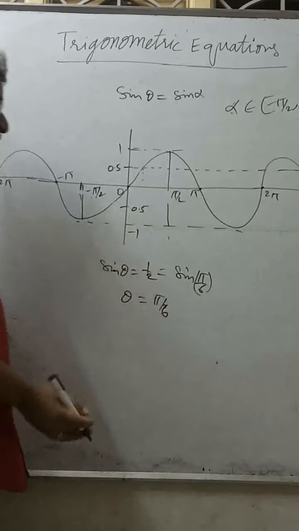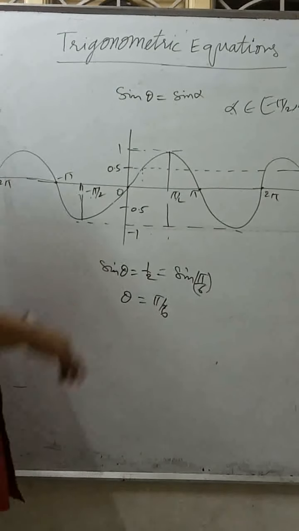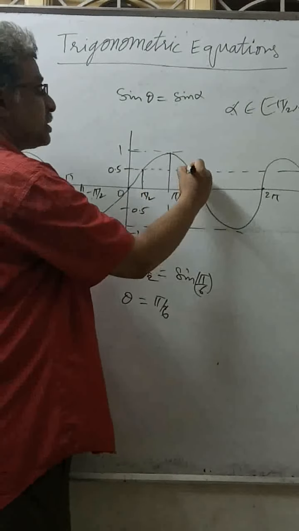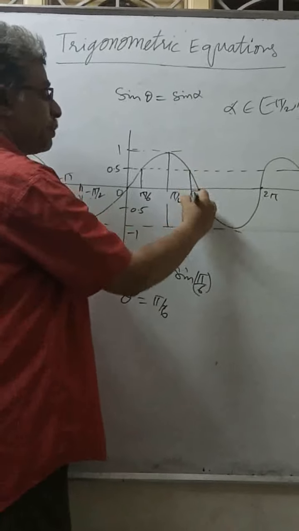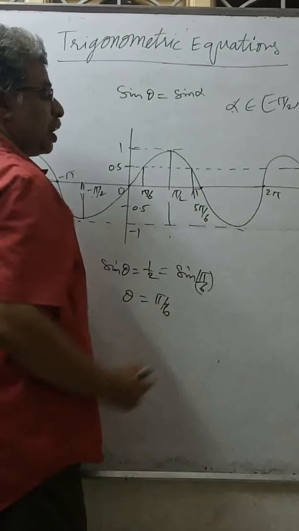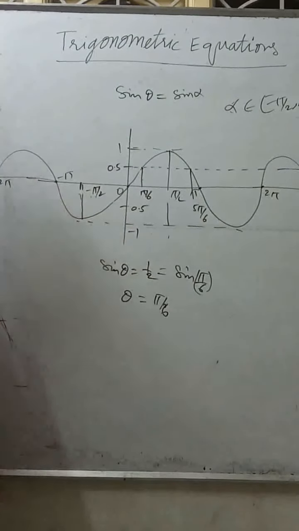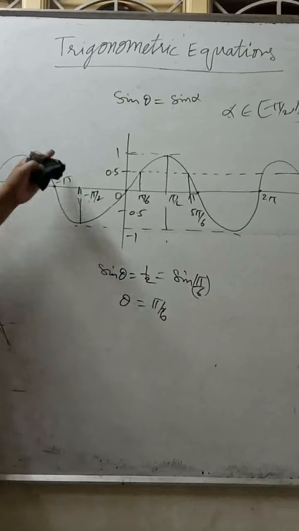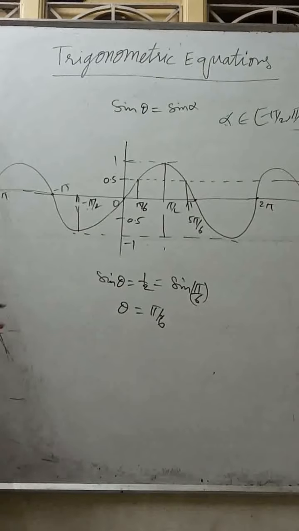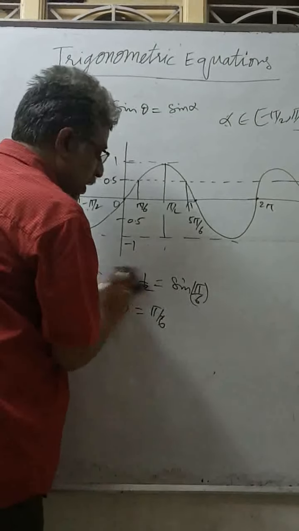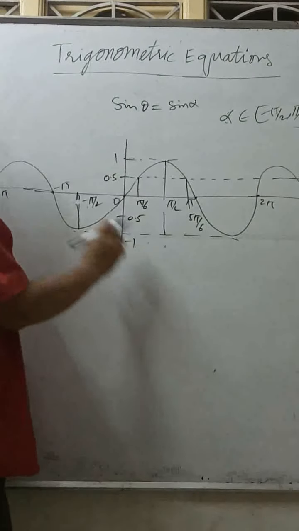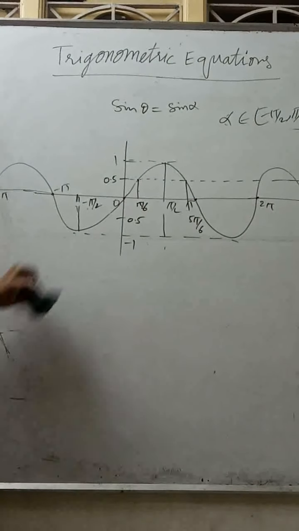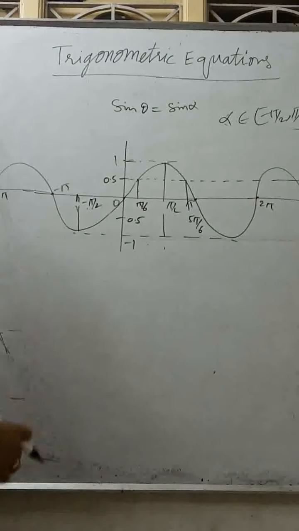So what will be the general solution? The general solution is not only for pi by 6, this is pi by 6, but this is 5 pi by 6. Like this there are many values to satisfy the condition, and on this side also minus pi by 6, many values will be there. So to solve this, instead of drawing the graph every time and finding all these values, we will go for the general solution. How to derive the general solution?